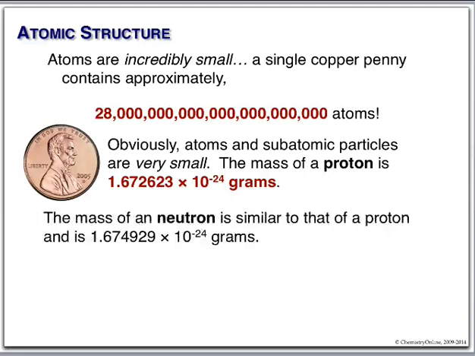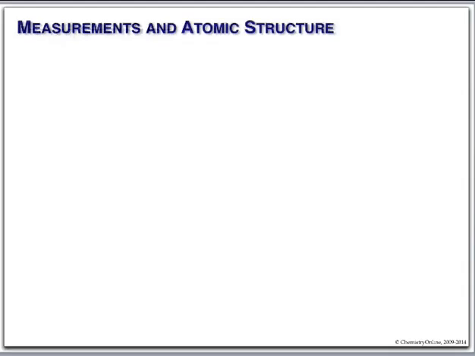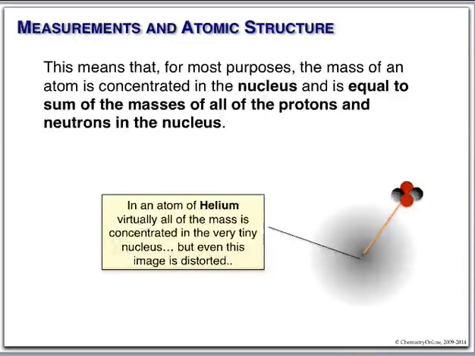A neutron is very similar to a proton as far as mass goes. The electron, however, is much, much less, about a thousandfold less. What this means, actually, is that in an atom, virtually all of the mass of this atom is tied up in this little teeny tiny nucleus in the middle. The electrons contribute virtually nothing to the mass. Again, we'll come back to that.